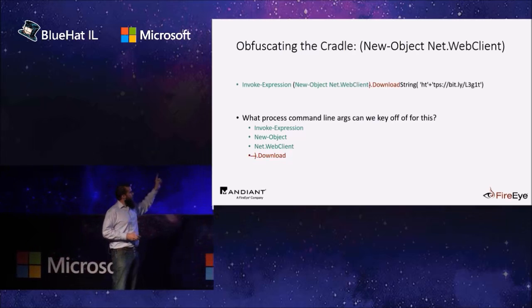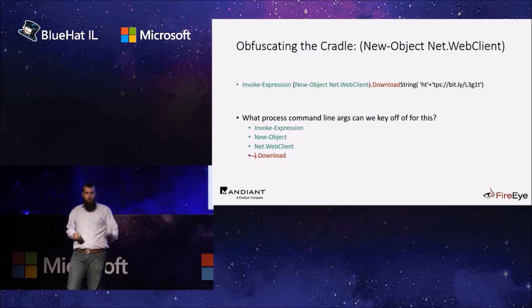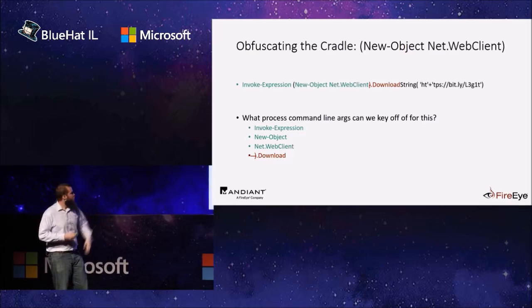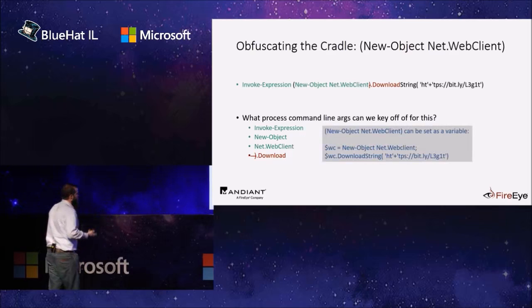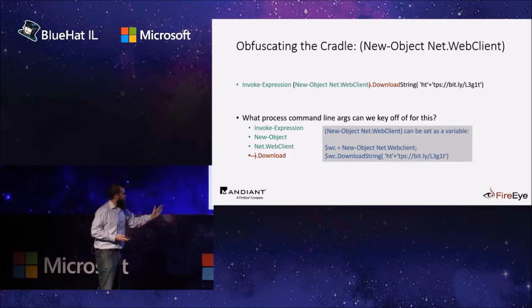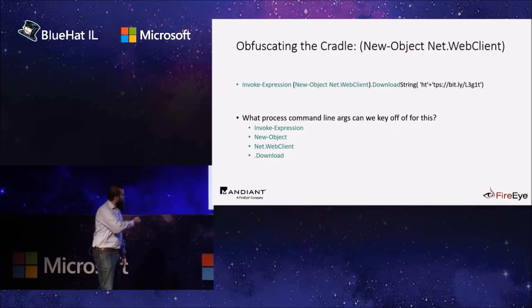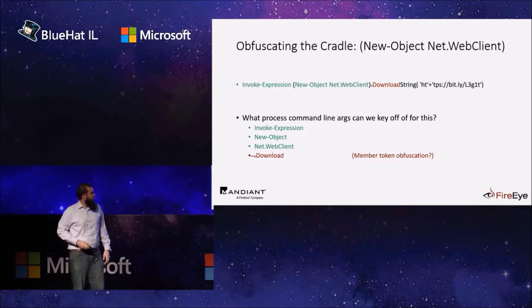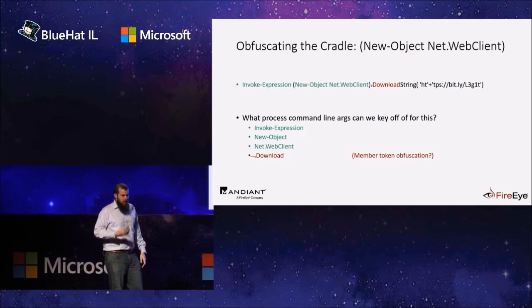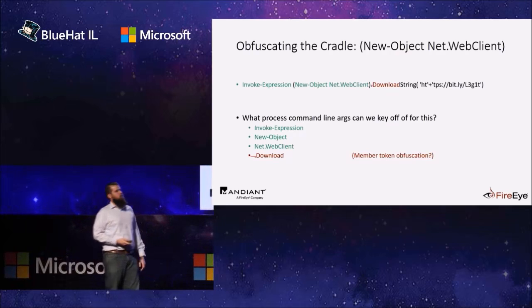This parenthesis, you can actually set New-Object Net.WebClient as a variable and then call it by the variable name dot method, just like this right here. And so in which case you just have .DownloadString without that parenthesis. So we'll go ahead and remove that. Now, DownloadString is a member of the Net.WebClient class. So how can we obfuscate a member?